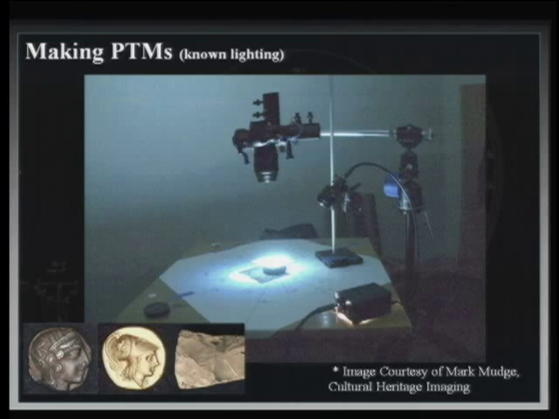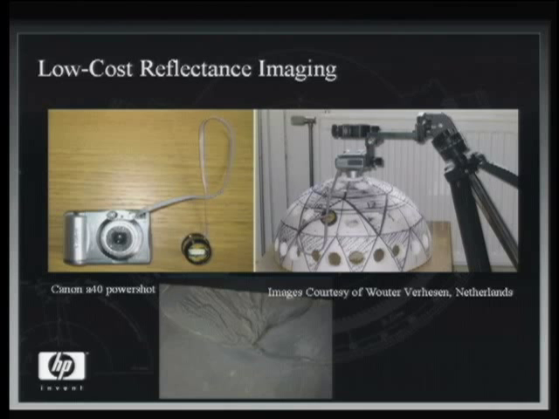This is also a very low-cost way to approach it. This is a PTM assembly that was put together for a couple hundred dollars by Walter Verhessen in the Netherlands. It's just a low-end digital camera with an extension on the flash. Then he bought a $3 styrofoam dome and drilled holes in the right places, and he just moves the flash assembly itself into the holes one at a time and takes a number of pictures.